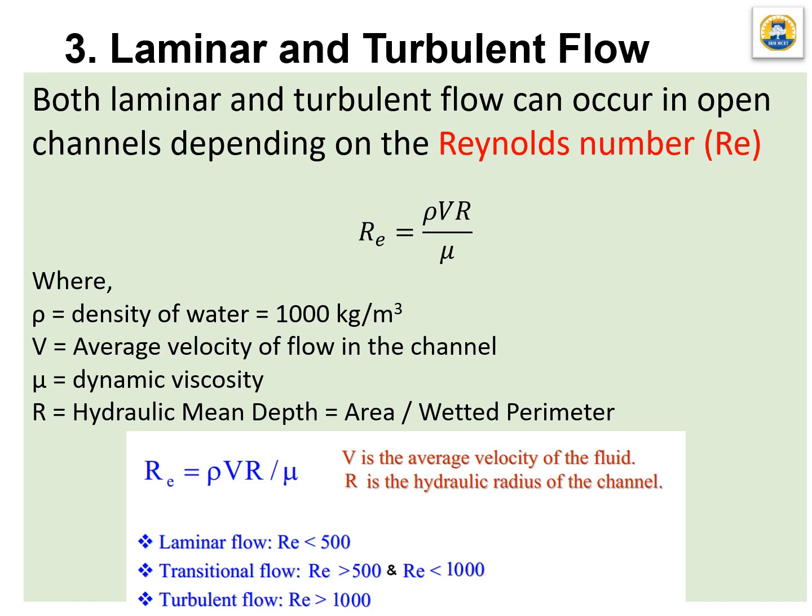The third classification is based on the Reynolds number. Both laminar and turbulent flow can occur in an open channel depending upon the Reynolds number, which is represented by rho v r by mu. For laminar flow, the Reynolds number is less than 500. For transitional flow between laminar and turbulent flow, the Reynolds number is greater than 500 and less than 1000. And for turbulent flow, the Reynolds number is greater than 1000.